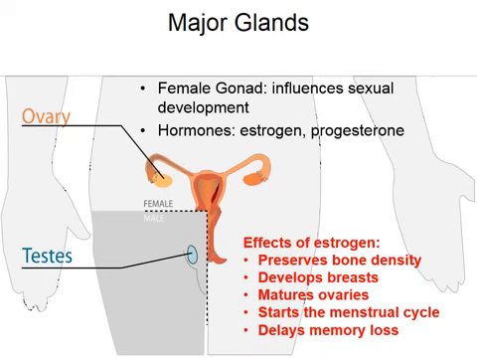And so here's a list of some of the effects of estrogen. Development of the ovaries, starts the menstrual cycle, development of breasts. You may have heard of a condition called osteoporosis, where as women age, their bones become less dense and are more likely to break. So this is because women, as they age, produce less and less estrogen. Let's move on to the men next.